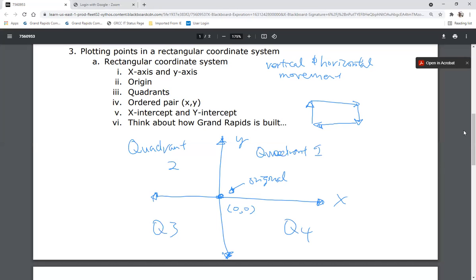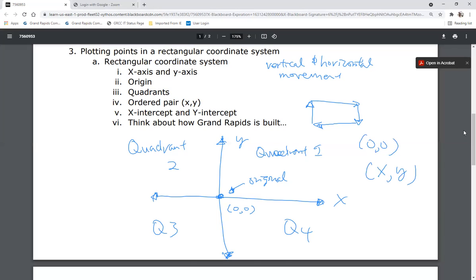Now to figure out the location in the rectangular coordinate system, you need something called an ordered pair. For example, (0, 0) is an example of an ordered pair. For the coordinates, this is the x and y. The x comes before y, and depending on the values of x and y, it determines how you move to the point.